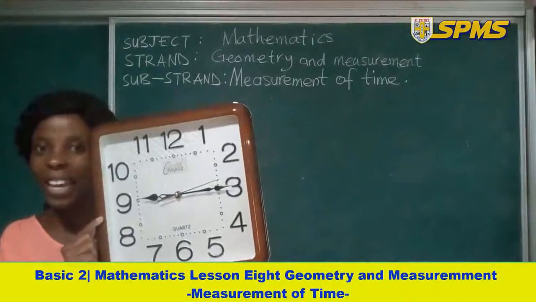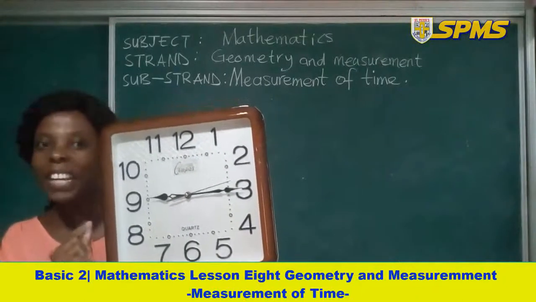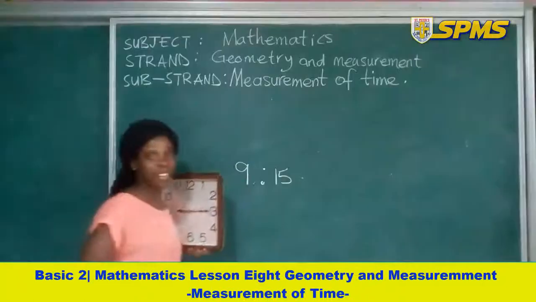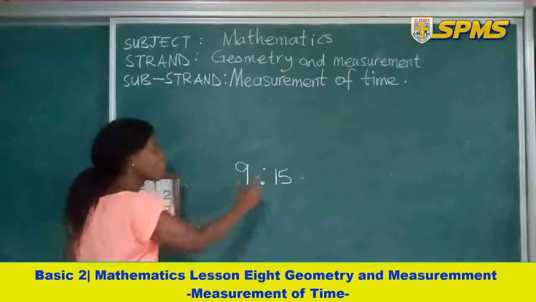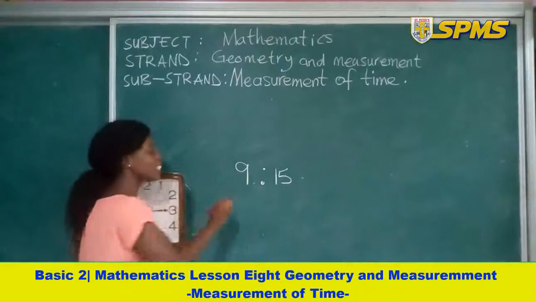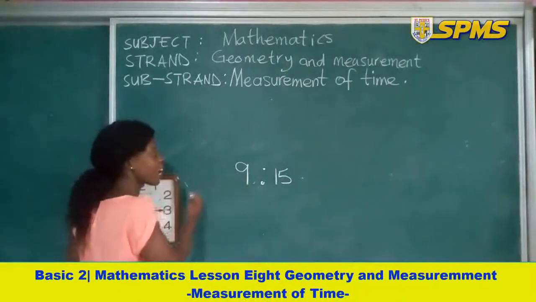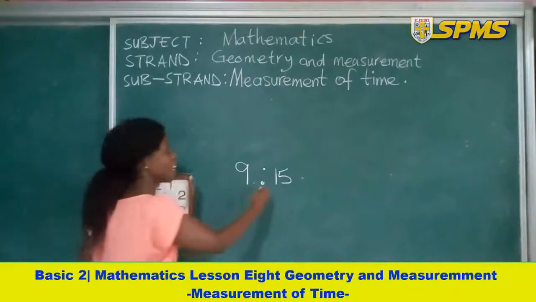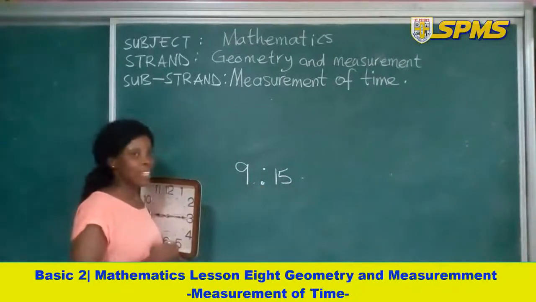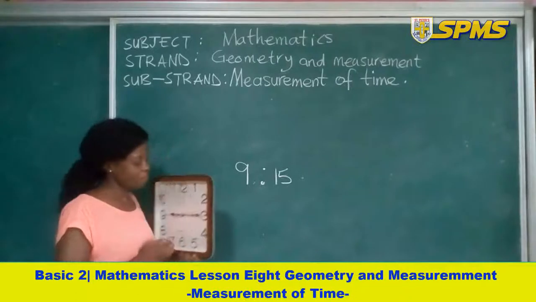The time is 9:15. The time is 9:15. This is the digital way for writing time. The number on the left is the hour and the number on the right is the minute.